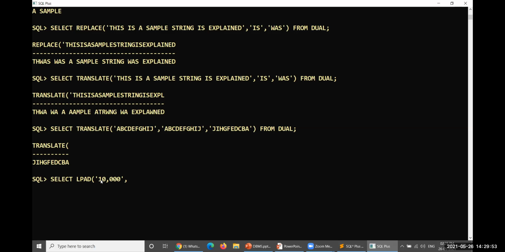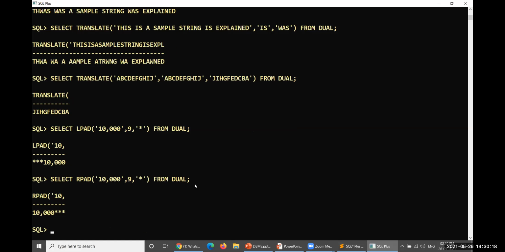Then the total size will be, after padding of 3 stars, 9. What is the total length? 9. And which character are we trying to place here? That is a star, from dual. Look at this. In this way, it is going to print on the left hand side. Similarly, RPAD, so it could be printed on the right hand side.